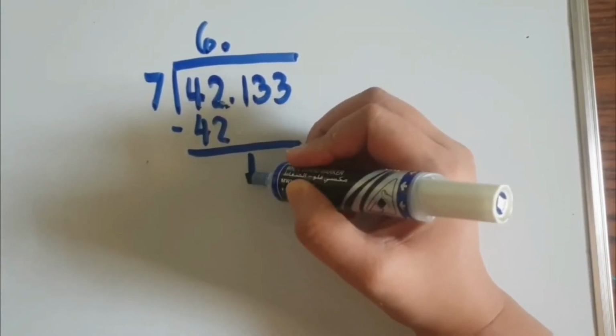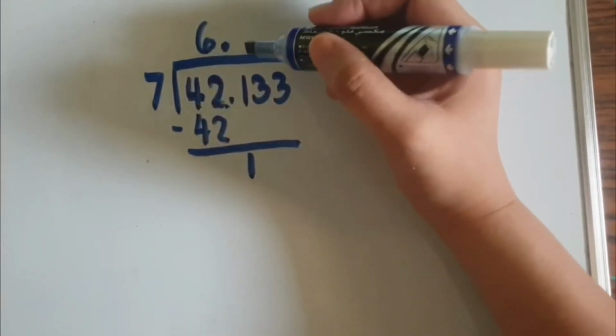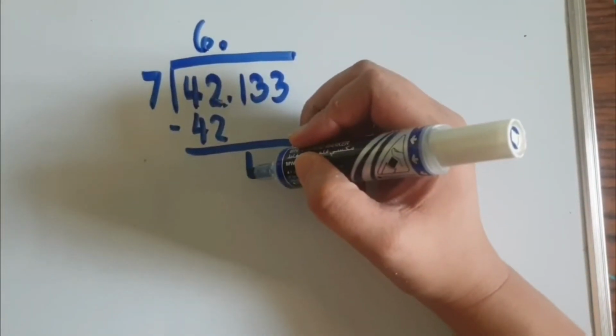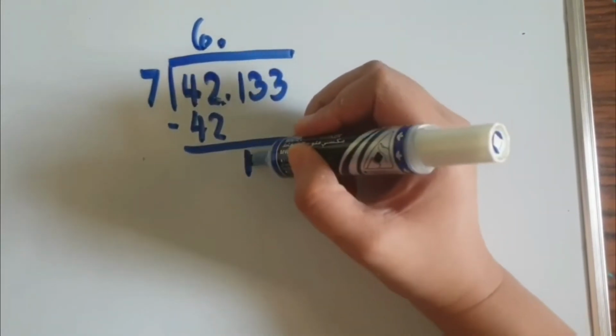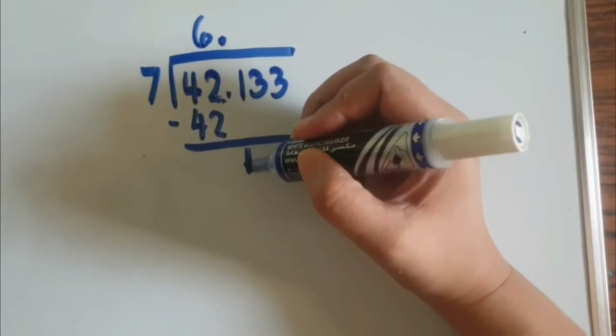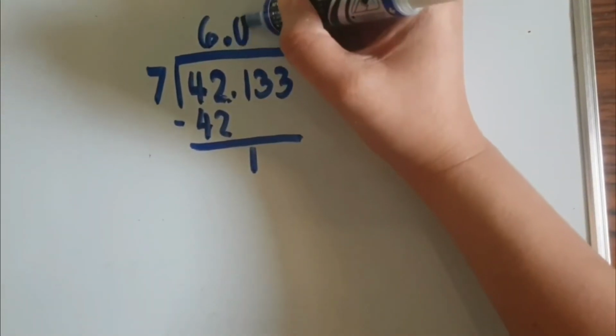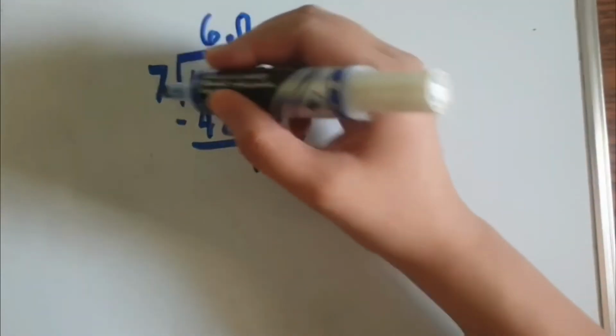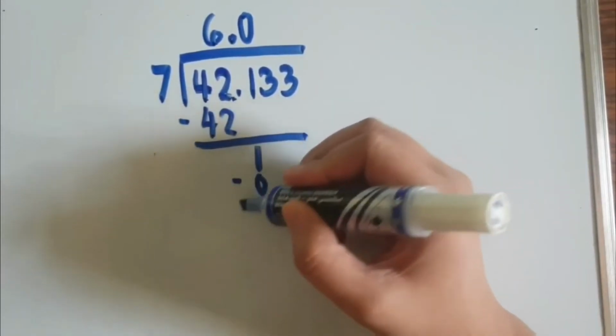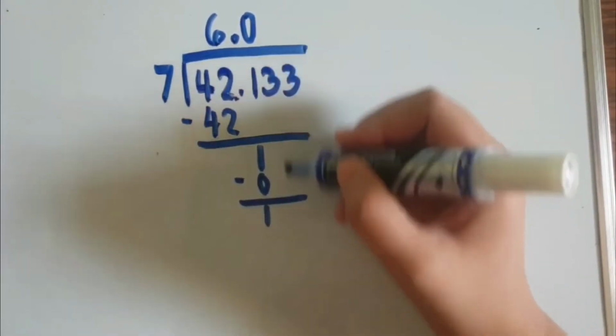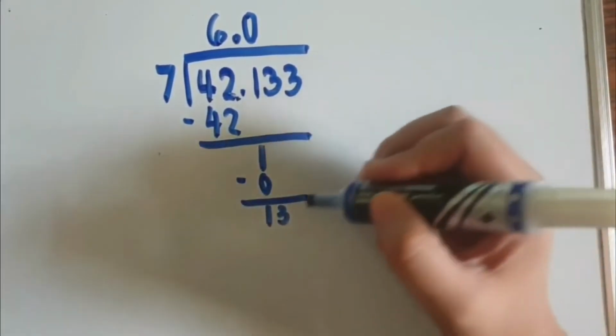Bring down 1. 1 divided by 7, that cannot be because 1 is smaller than 7. But remember that you can only bring down 1 digit at a time. So that means it will be 0. Then 0 times 7 is 0. Subtract. That's 1. Bring down 3.